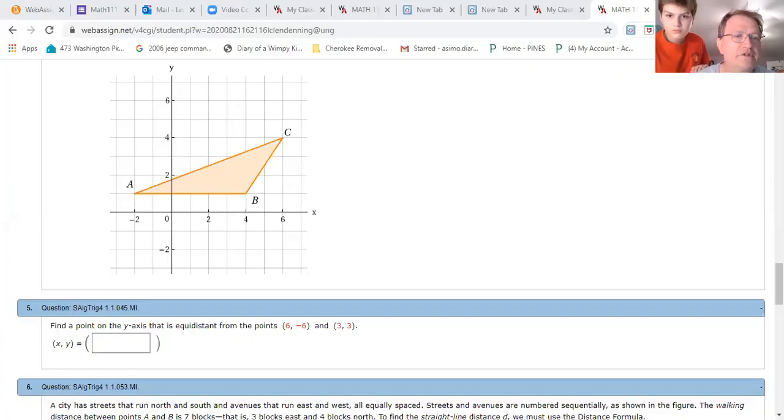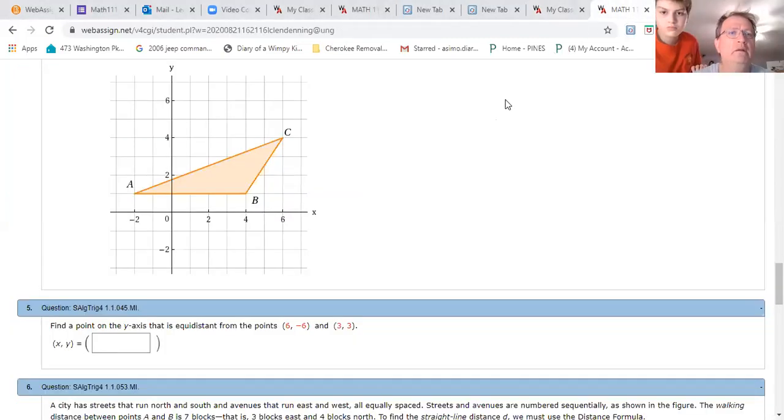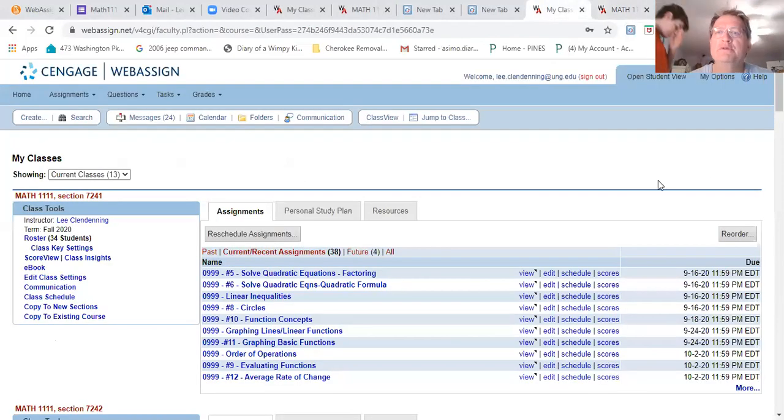Okay. Was that section 1.2? Yes. Okay. I think we're in 1.1. Let me get there to 1.2. Okay. Got to open student view.